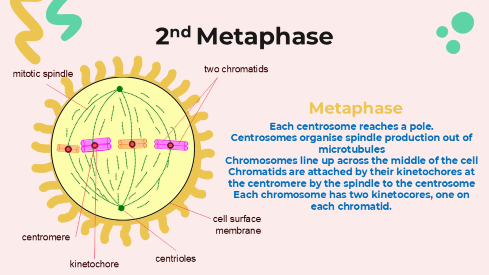This means that the sister chromatids are attached by their kinetochores, the dark red part on the picture, at the centromere, the light red part on the picture, by the spindle, the green lines spanning across the cell, to the centrosome, the two dark green circles.